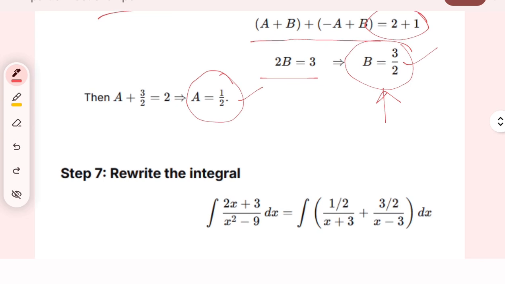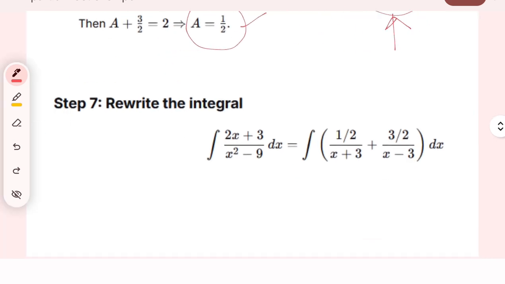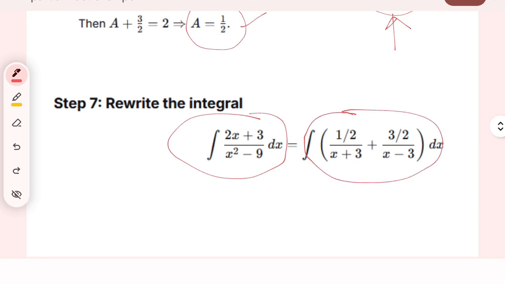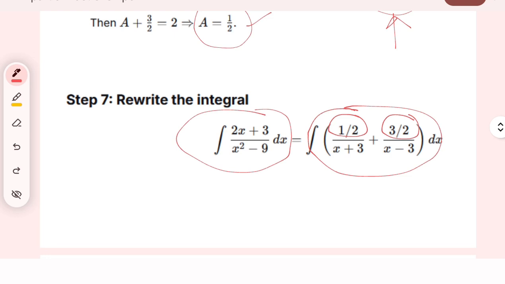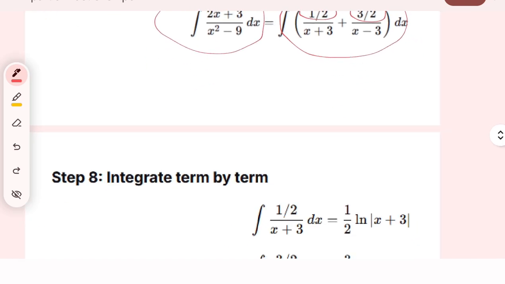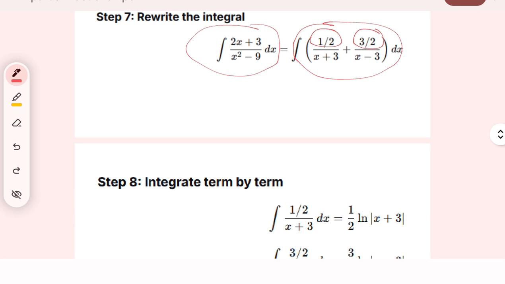Once we have a and b solved, put them back into the original equation, right? So this is the original one, and these are now the partial fractions. As you can see, we put a there, and this is our b for our partial fractions. So a, which is 1/2, divided by x plus 3, plus b, which is 3 halves, divided by x minus 3. So we just put them back into the partial fractions, and then we will integrate them one by one.